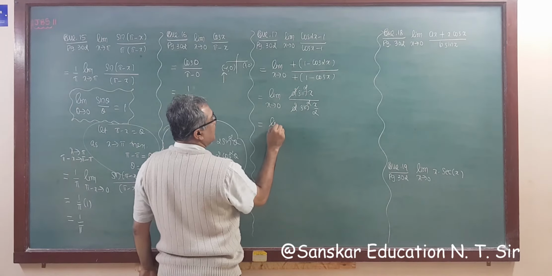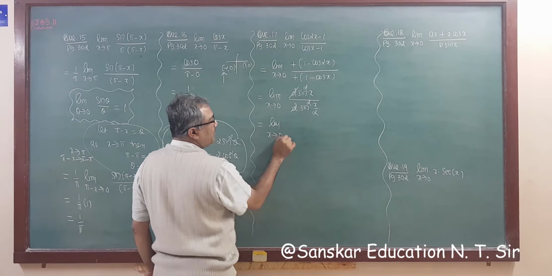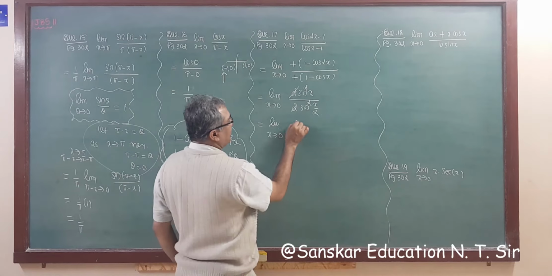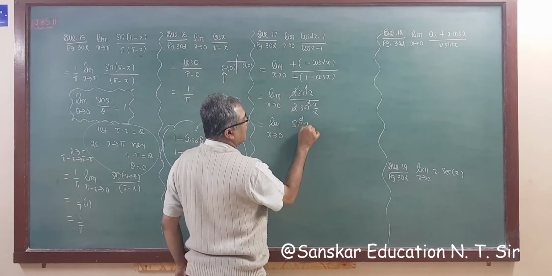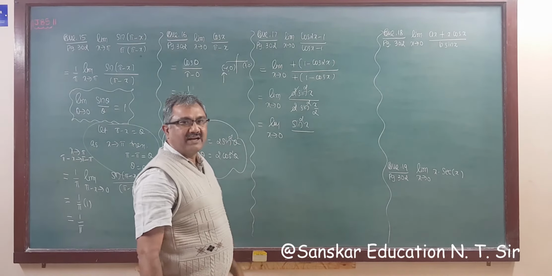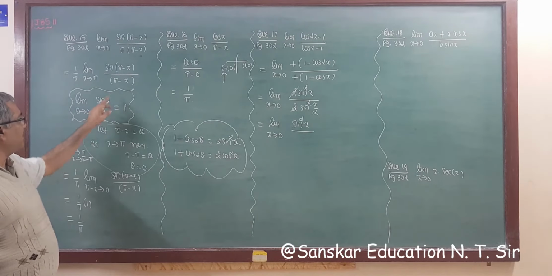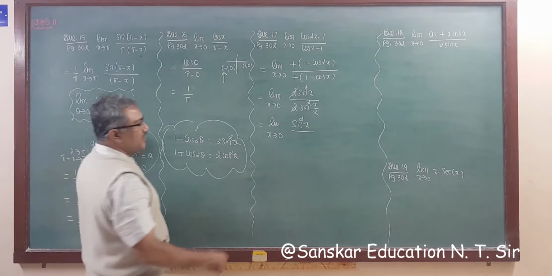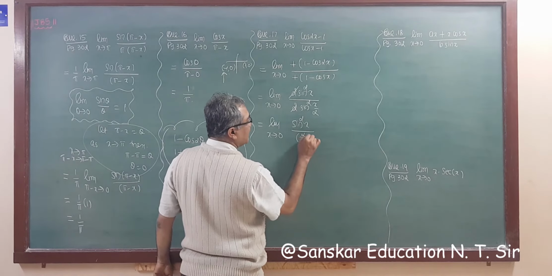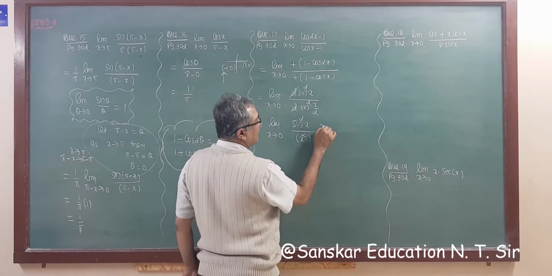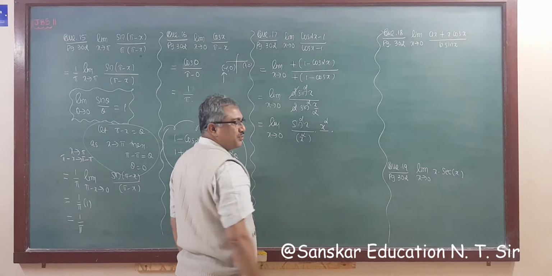So this is limit x tends to 0, sin square x upon sin square x by 2. What we require for the formula is this: if this is square, then we want this also square. So we require x square. So dividing by x square, we have to multiply by x square also.